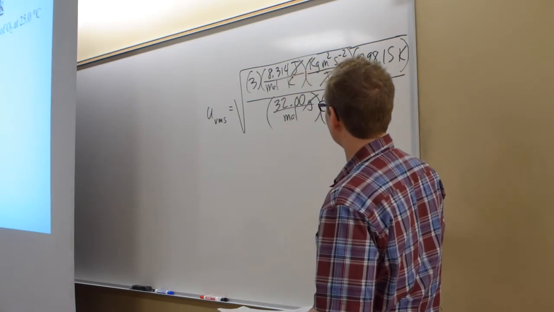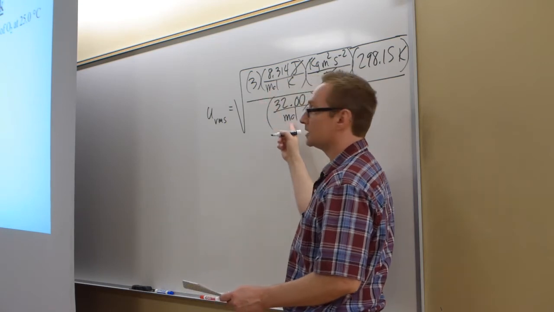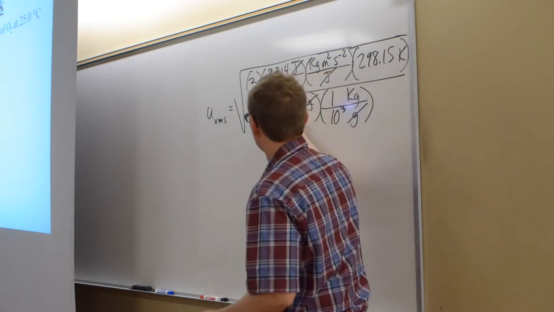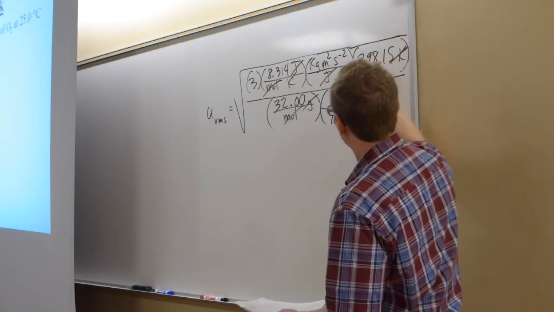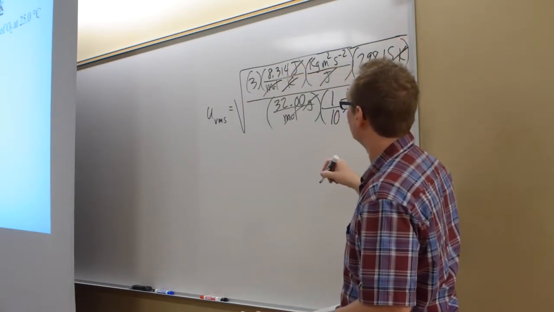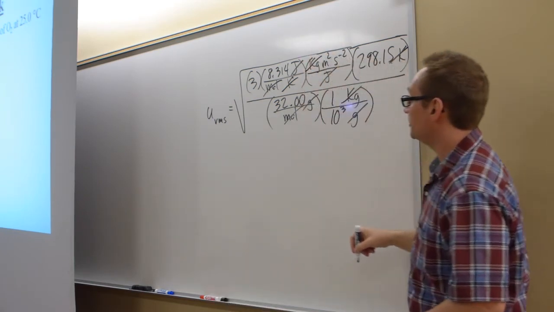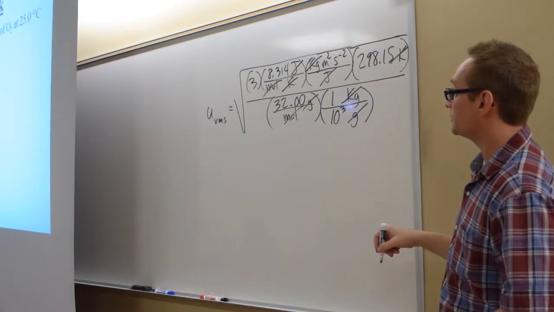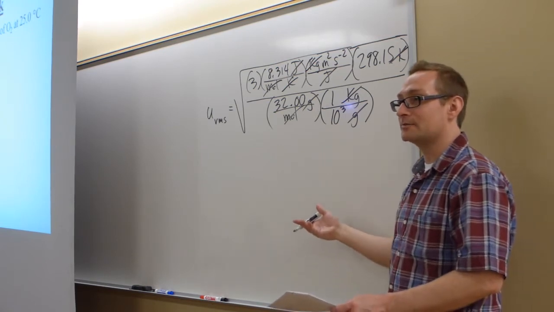All right, so the grams cancel. Mole is in the denominator here, but it's also in the denominator here, so that unit cancels out. We also have Kelvin that cancels out, and we also have kilograms that cancel out. So you can see the units that will come from this will be meters squared per second squared. And when you take the square root of that, the units will be meters per second, which is velocity.